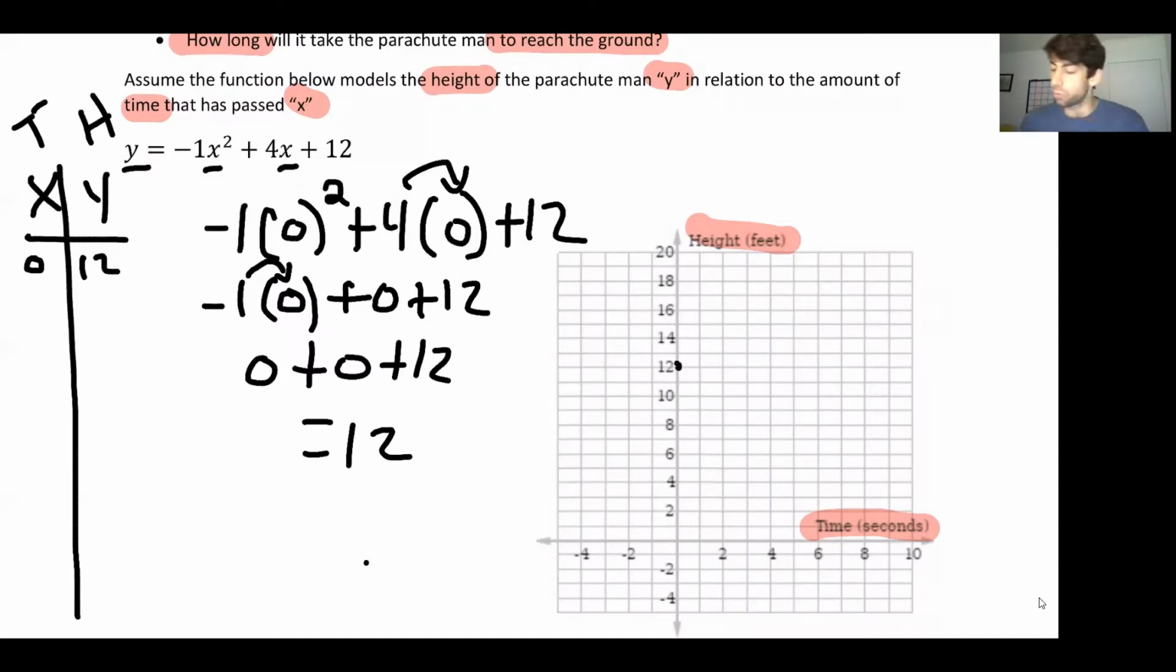The next point we want to try is, well, what about after, let's say, 1 second? So after 1 second, what will happen? We're going to erase the work.